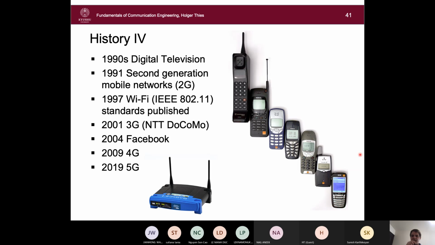And as the internet became more and more available, this also led to Web 2.0 services such as Facebook, which was launched in 2004, which dramatically changed the way that we communicate today. And in 2009, finally 4G, and in 2019, 5G. Well, 5G is currently launched in many countries. So the first countries that launched 5G started in 2019.